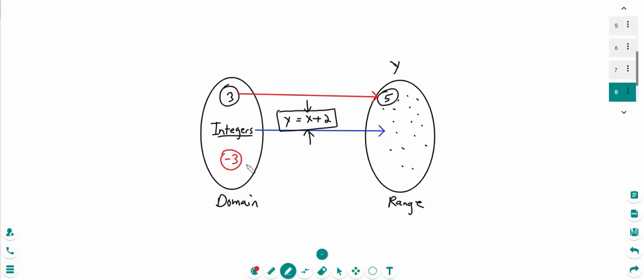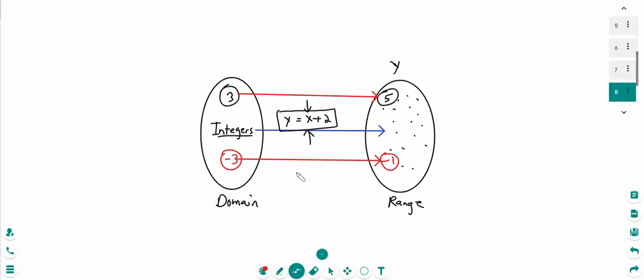I say, okay, I select my integer, negative 3. I plug that in. Negative 3 plus 2, well, that's going to give me a negative 1, right? So that just means that this negative 3 is going to be related to the negative 1. And again, no matter how many times I plug in that negative 3, I'm still going to end up with a negative 1. I'm never going to just suddenly end up with a 5 or a 7 or a 9. It's always going to be a negative 1 when I plug that negative 3 in.